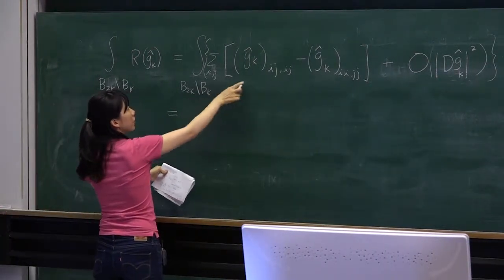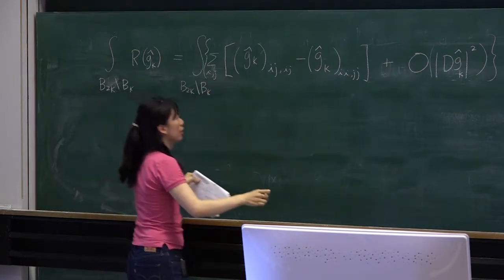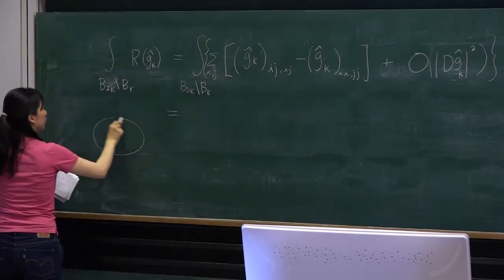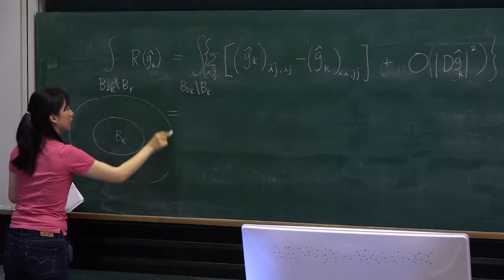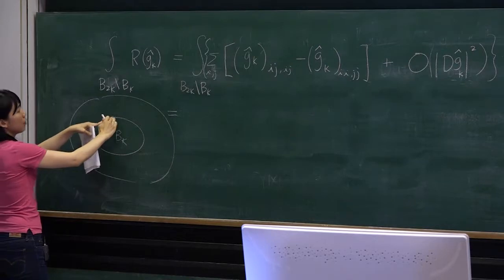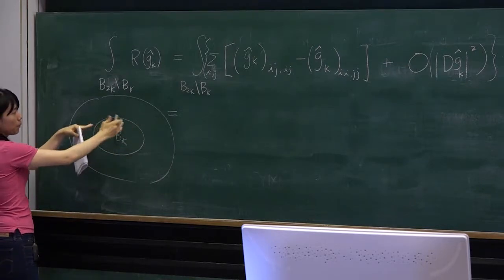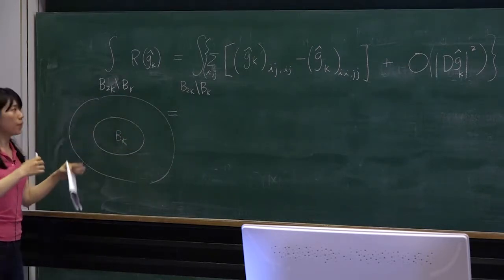So now we have the two annulus components. This is B_k, and this is a larger ball. If we do the divergence theorem, then we'll have a boundary integral on the ball B_k and a boundary integral on the larger ball.